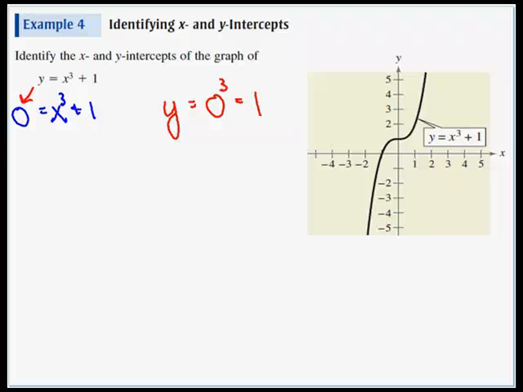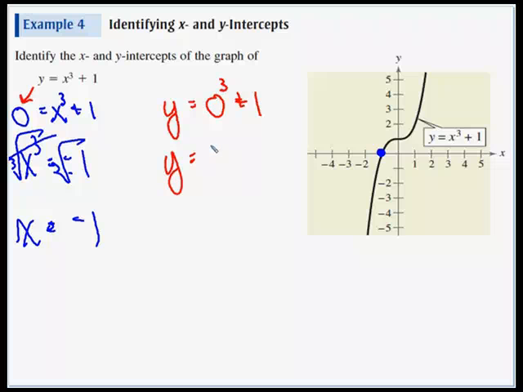So for the first one I did here in blue, if we solve this, we would subtract 1 from each side. x to the 3rd equals -1. And we could take the 3rd root of each side. So here the root and the exponent cancel. x equals the 3rd root of -1, which is -1. So x equals -1. That's our x-intercept right here. And for the other one, this is easier. 0 to the 3rd is 0, plus 1 is y equals +1. That is our y-intercept. Here's our y-axis. Go to +1. There's where we cross the y-axis.